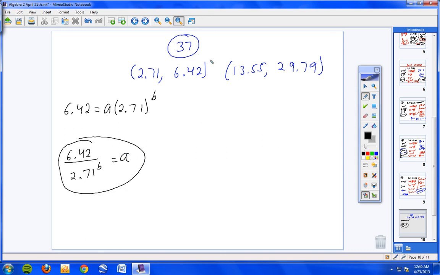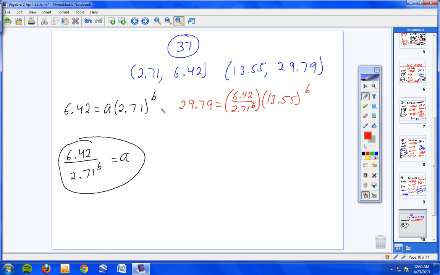Now, let's take our other ordered pair and substitute that in, plus substitute this in for A over here. So for Y, I'm going to have 29.79. That would be for Y equals this big old thing, 6.42 over 2.71 to the B power. And then X, which is 13.55, all of that to the B power.